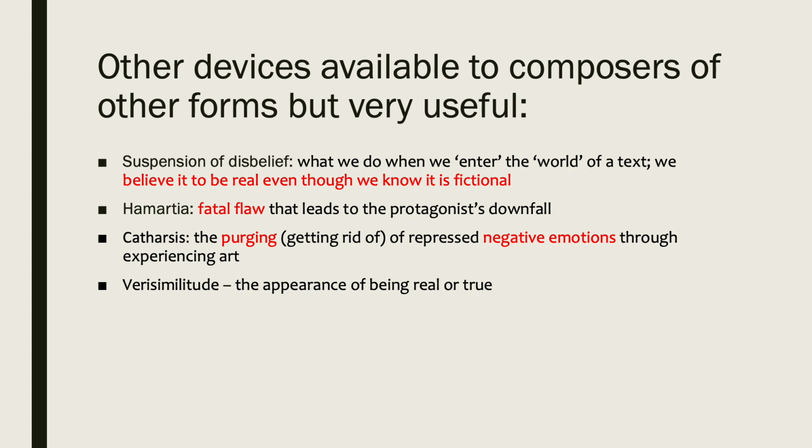Hamartia is the fatal flaw, the flaw that leads to the protagonist's downfall. So with Othello, it's jealousy. And it can always be useful to think about what your own fatal flaw might be. We call it a hamartia. Catharsis is the purging of repressed negative emotions through watching a film or attending a theatre show, etc. So The Notebook, when we all have a good cry at the end of that, that is a cathartic experience. And hopefully we feel a little bit better once we've gotten rid of those negative emotions.